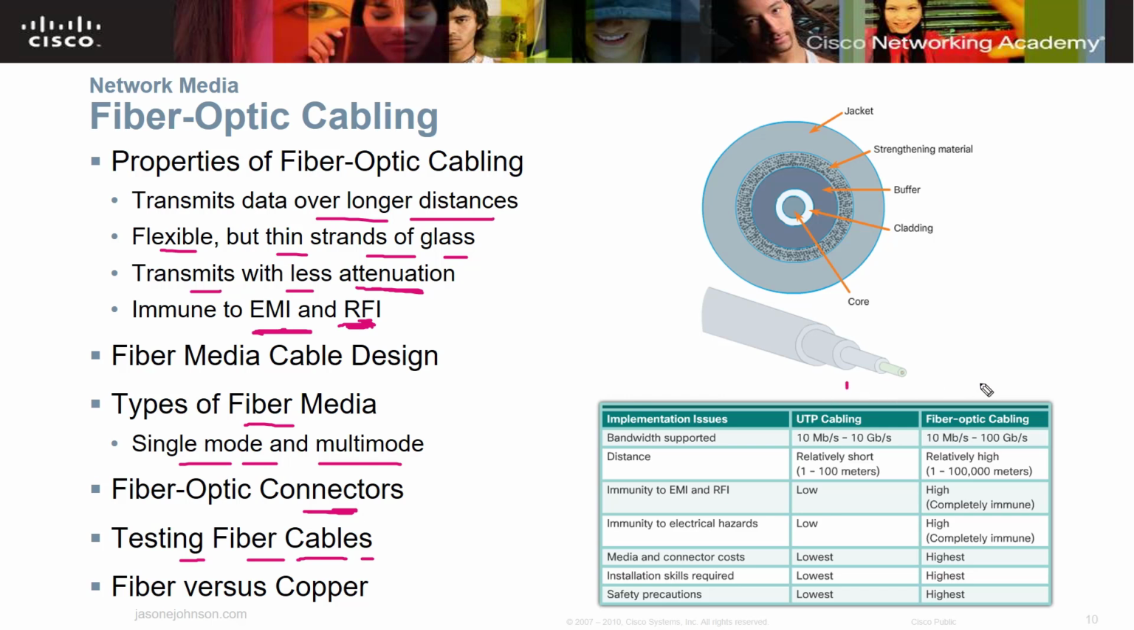And we have a comparison down here in this chart. Bandwidth supported from UTP is up to 10 gigabits. On fiber optics, it's from 10 megabits all the way up to 100 gigabits. Distance is about 1 to 100 meters on UTP. For fiber optics, it's 1 to 100,000 meters. Immunity on the UTP is it's not immune. It's very susceptible to EMI and RFI.